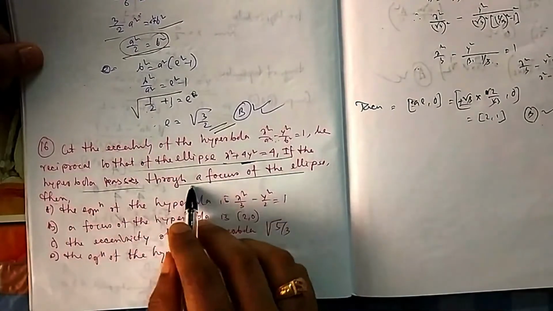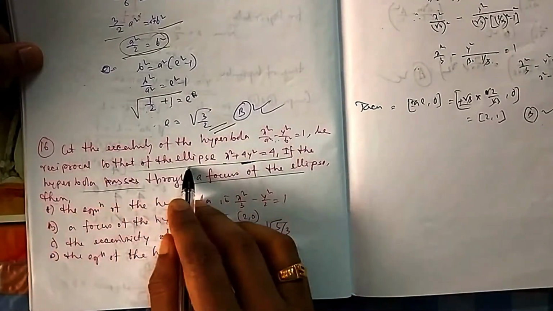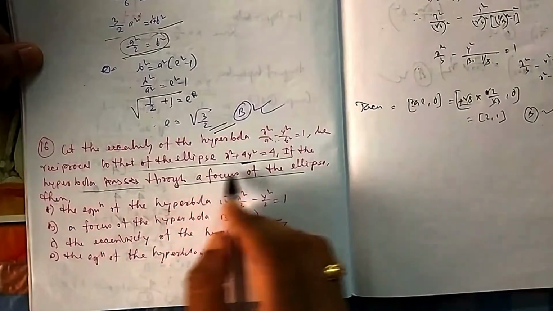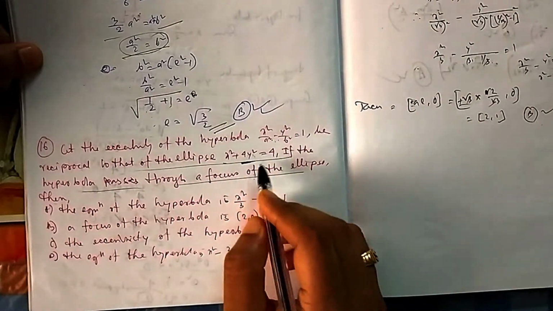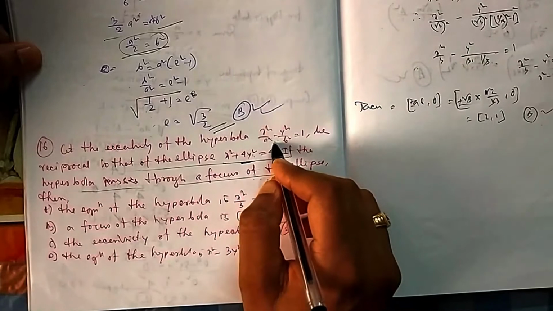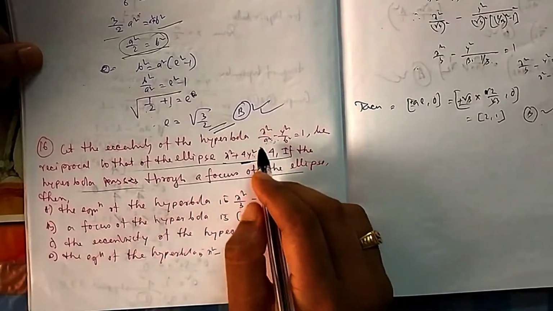And it passes through the focus of the ellipse. So you can find the focus of the ellipse. So that focus will be the vertex of this one. That means you can calculate E easily, A easily.